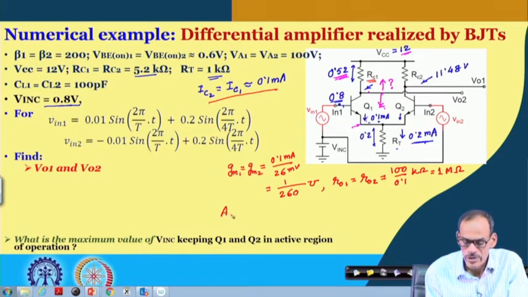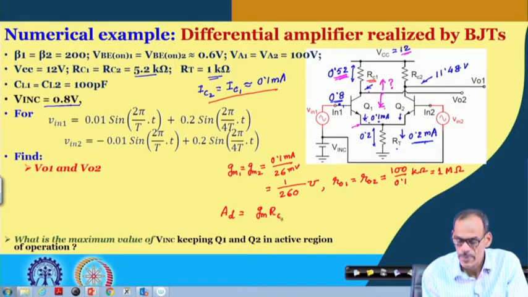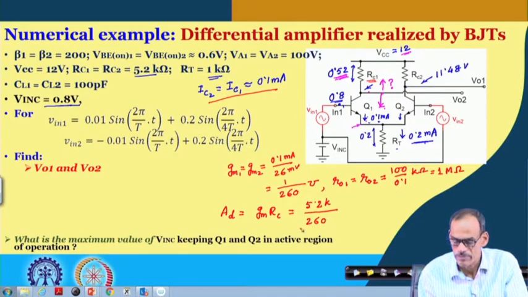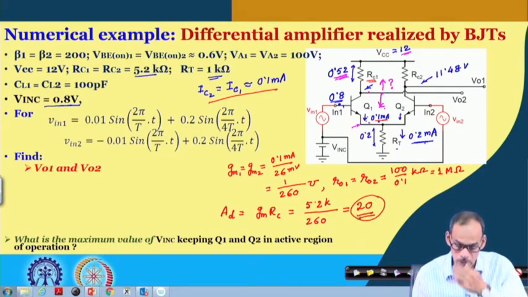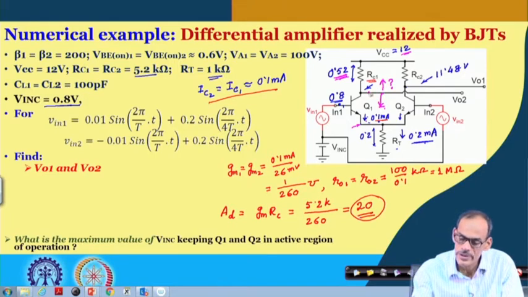So, the differential mode gain AD, which is GM into RC, is equal to 5.2 K divided by 260. So, that is equal to only 20. You may recall the previous case when the current here was 1 milliampere, the gain was 200, now it comes to 20. So, naturally the expected signal at the output will be quite small.